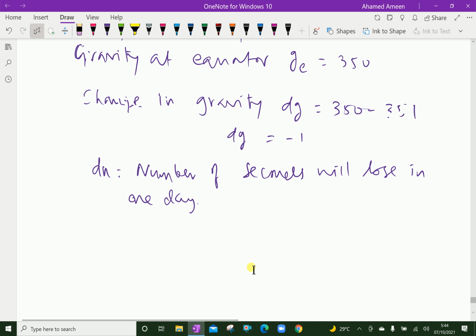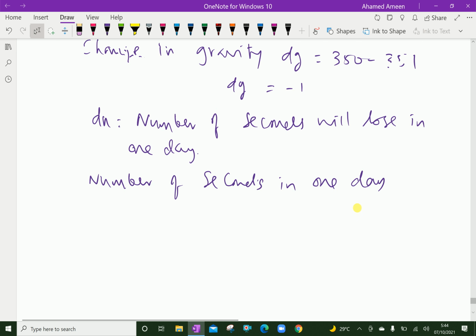We know that the number of seconds in one day, n, equals 24 hours times 60 minutes times 60 seconds, which is equal to 86,400 seconds for one day.